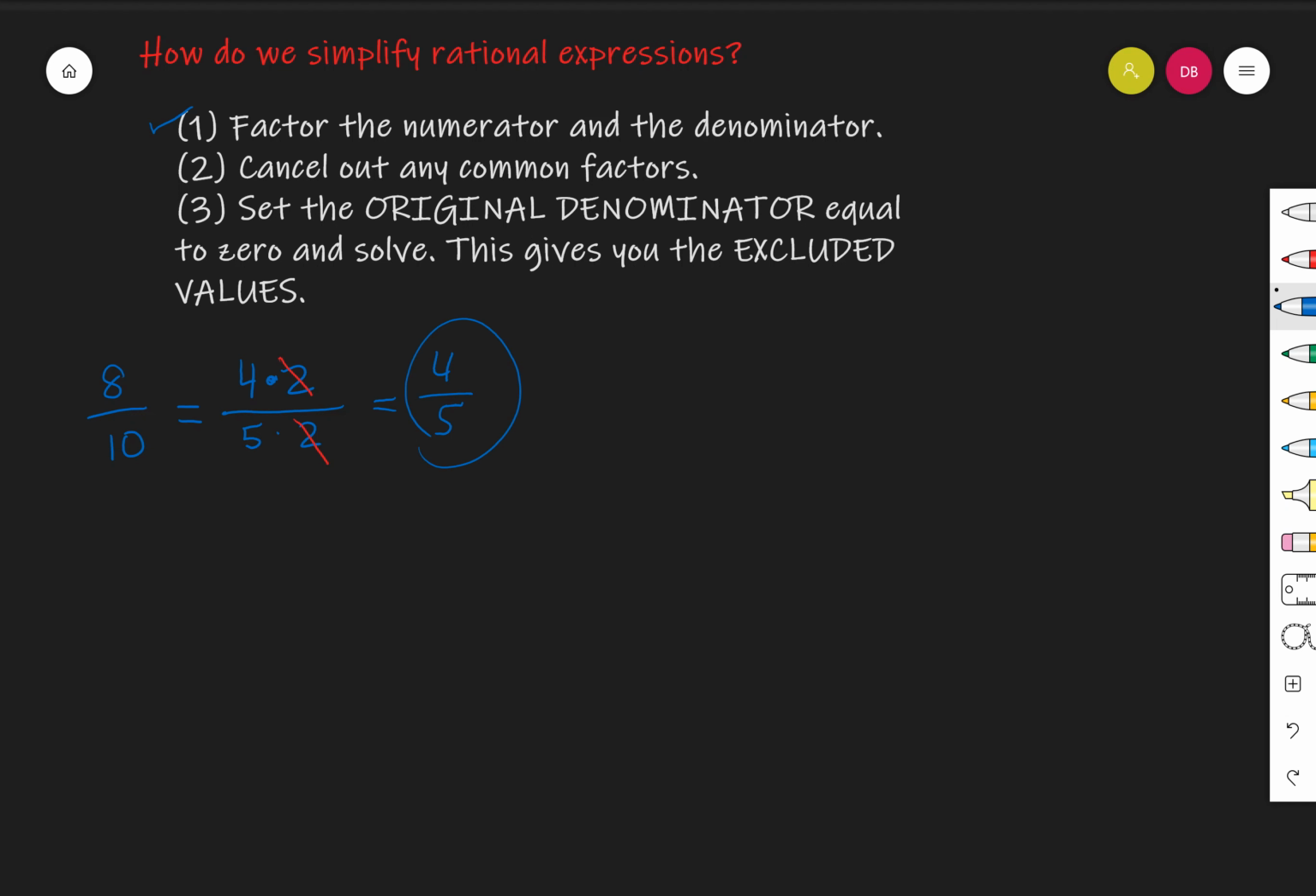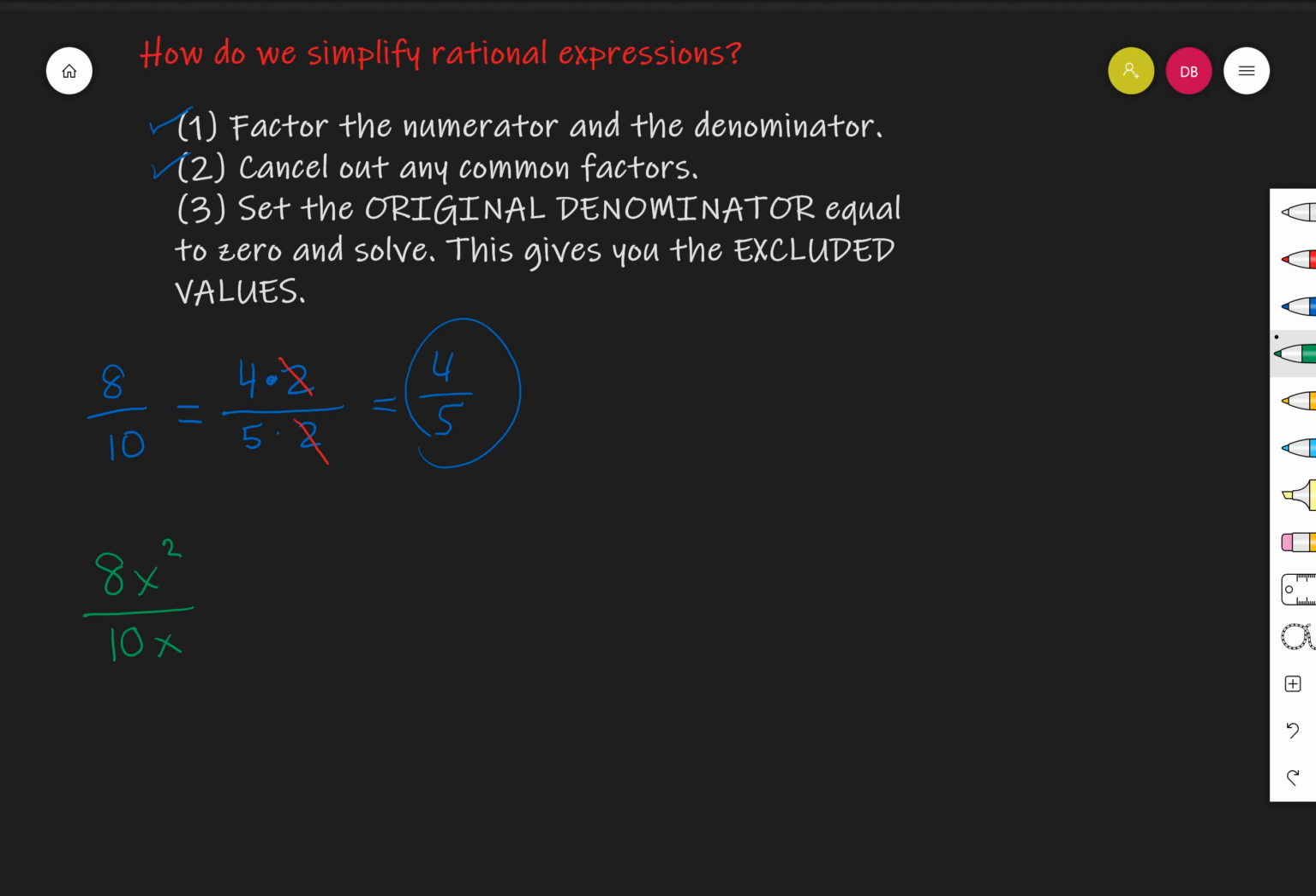So there we canceled out any factors. This third step doesn't apply to fractions. I'll show you the third step here in an example I'm going to do with an actual rational expression. So the difference between a fraction and a rational expression is a rational expression involves variables. There's a variable in there somewhere. So let's say instead of simplifying 8/10, let's say we wanted to simplify 8x squared over 10x.